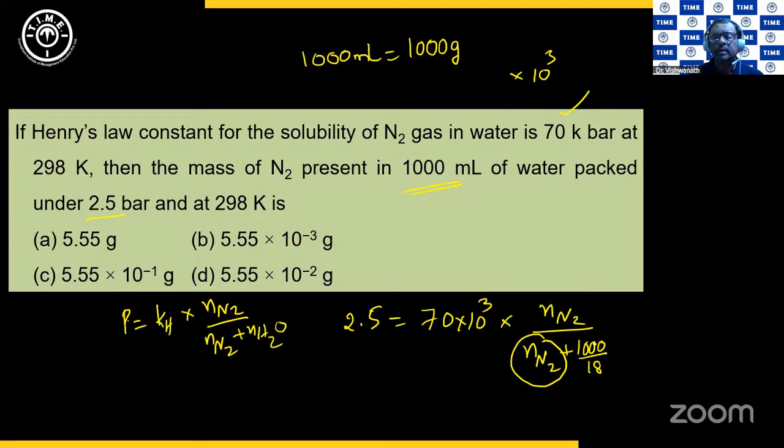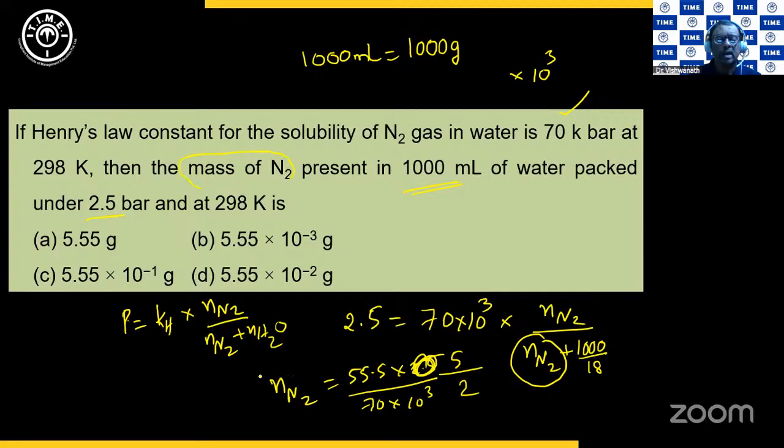So now this is 55.5. So number of moles of N2 equals 55.5 into 2.5 divided by 70 into 10 cube. Clear? Have we missed anything here? Nothing. All right. So this 2.5, can we not write this as 5 by 2? Yes. This is the number of moles of nitrogen. We want the mass of nitrogen. What is the mass of nitrogen? That is the weight of nitrogen. I'll multiply with 28, which is the molar mass of nitrogen. Yes. Check what we have done.